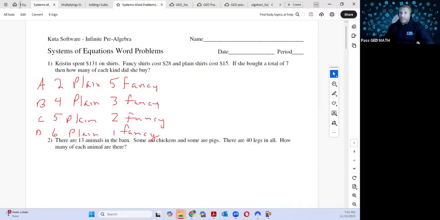If I was going to solve it by system of equations, I'm going to call fancy shirts X, plain shirts Y. Kristen spent 131, that's a given. Fancy shirts cost 28, that's a given. Plain shirts cost 15, that's a given. She bought a total of 7 shirts, that's a given. So I know X plus Y equals 7. I know 28X plus 15Y equals 131.